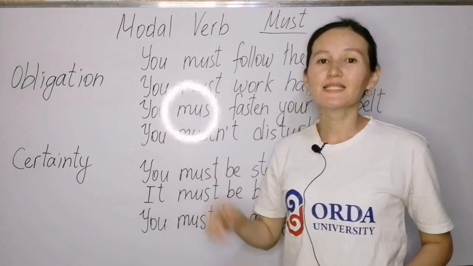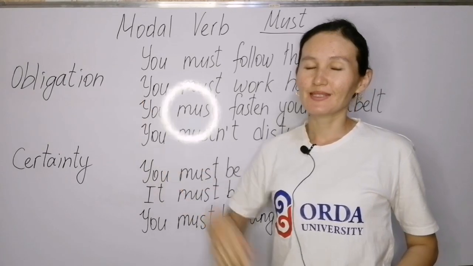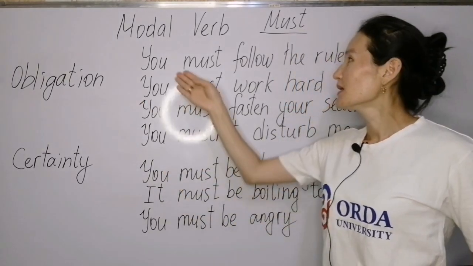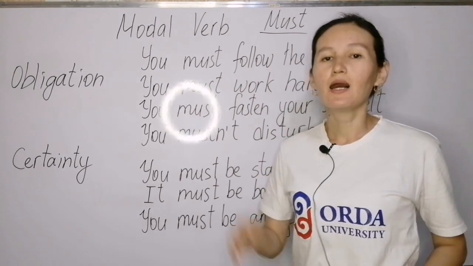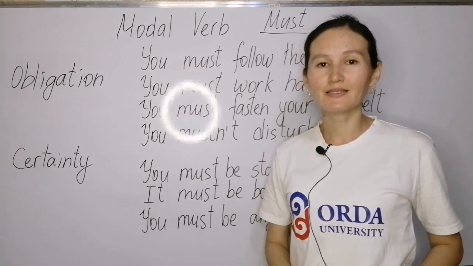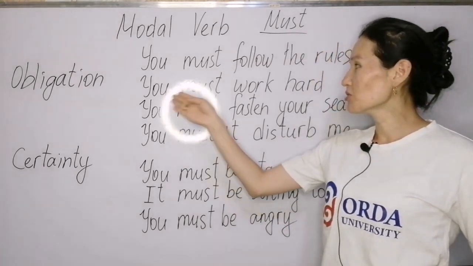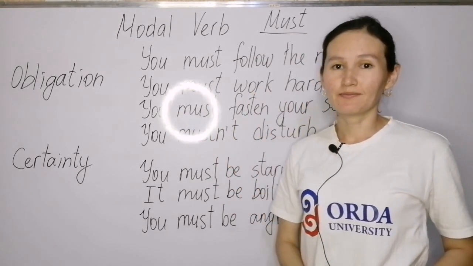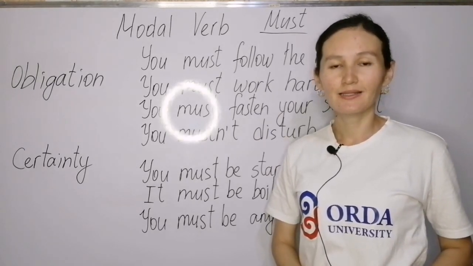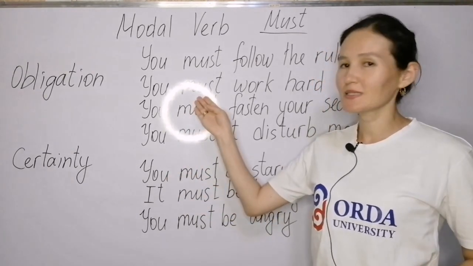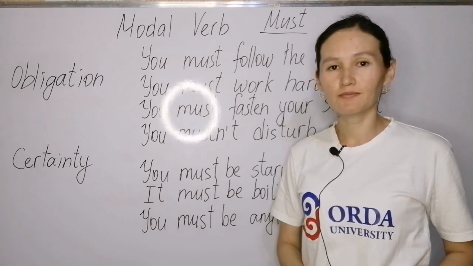The first four sentences are talking about obligation. Let's take a look at the sentences. You must follow the rules. Must follow. You must work hard. Again, we can see the obligation. Must plus work. Must plus bare infinitive, work.